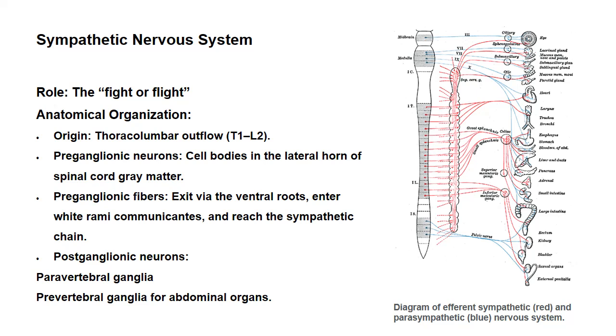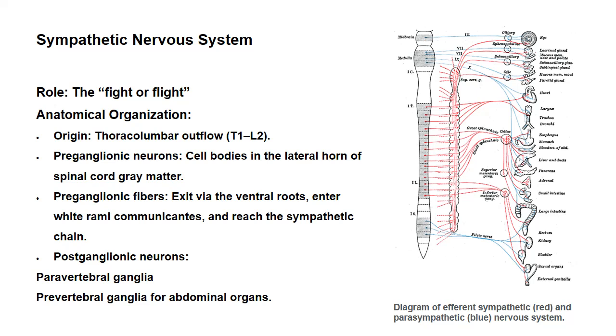Sympathetic nervous system, the fight or flight system, prepares the body for emergency responses. It originates as thoracolumbar outflow from T1 to L2 spinal segments. Preganglionic neurons are cell bodies in the lateral horn of spinal cord gray matter. Preganglionic fibers exit via the ventral roots, enter white rami communicantes, and reach the sympathetic chain comprising paravertebral ganglia.